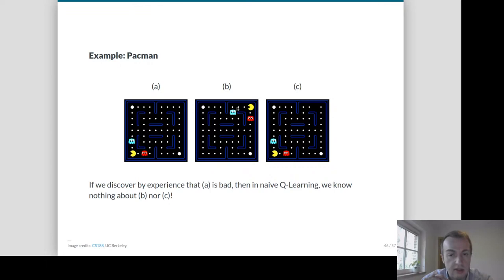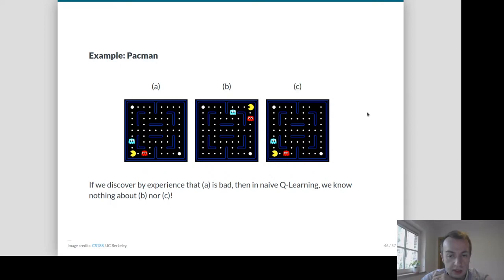And the reason is that this corresponds to a new state, which is just different from the state A, even though when we look at it as humans, it's just the same. It's just the fact that Pac-Man is enclosed between these two ghosts and has no way to escape from them. But strictly speaking, mathematically this would be different, and therefore we would not have any entries in our Q table corresponding to this new state B. So even though we know about A, we would not be able to figure out what would happen in B.